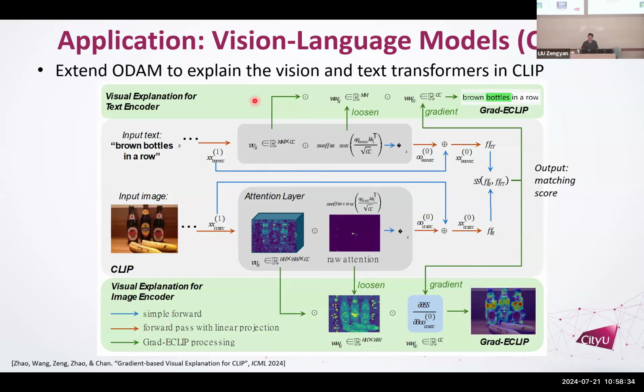And the final application is we extended this to vision language models, CLIP. If you don't know CLIP, CLIP takes two inputs. One is a text input, the other is an image input, and it maps them into a common embedding space and computes a similarity between them, called the matching score. I don't know what happened to the equation here. But anyway, we can extend our method to explain both the vision and text encoders of CLIP. So we can provide a saliency map of the image, and we can also provide which words were important for computing the similarity score.